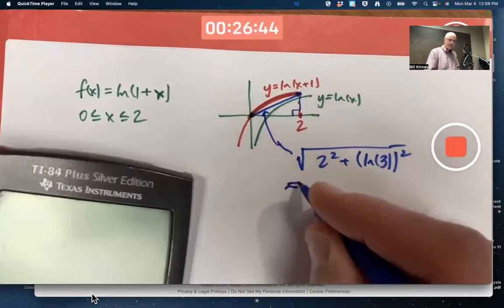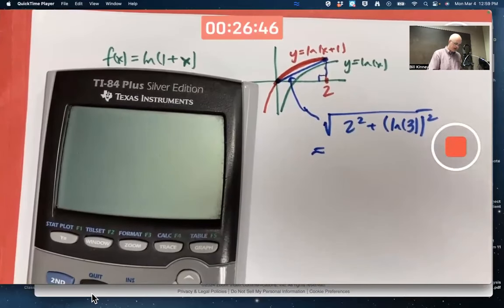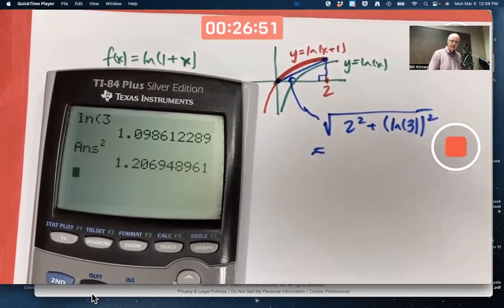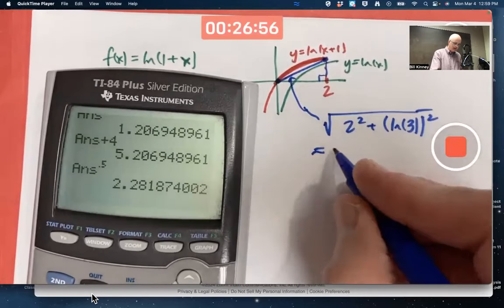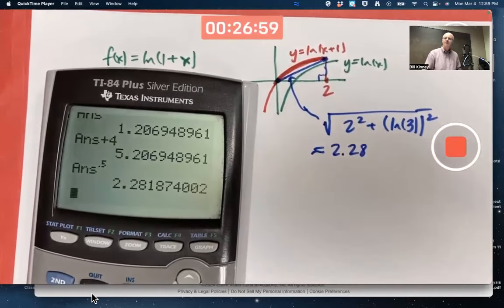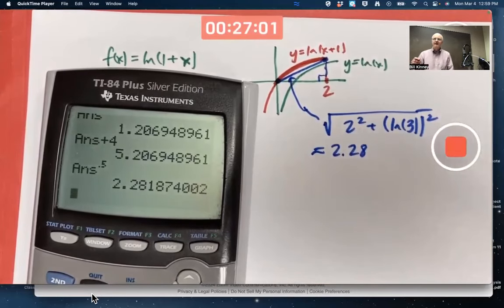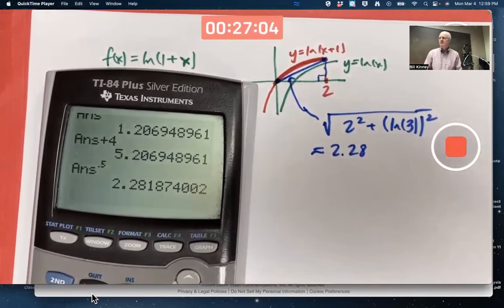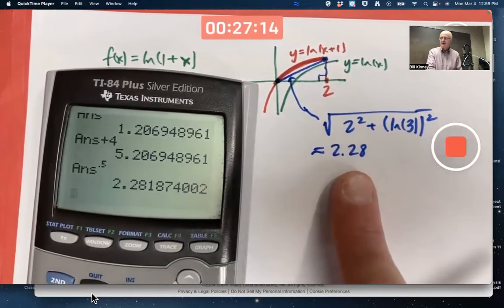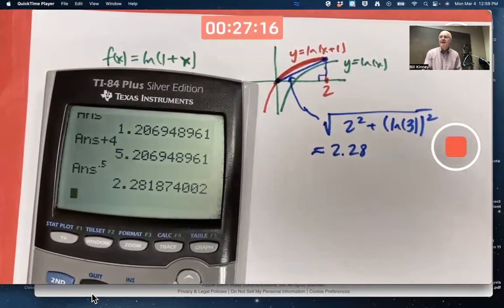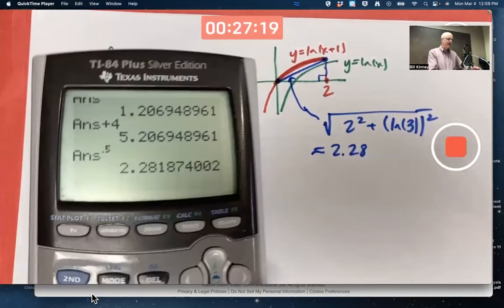Use technology. ln of 3 is a bit bigger than 1. I've got to square that, add 4 to it, and then take the square root. About 2.28 is the length of that blue line. What about the length of the red curve? It's going to be a little bit longer. I guessed in the first section, I guessed 2.4. Turns out to be really close to 2.3, just barely longer than 2.28. It's about 2.30. Let's start the calculation of the arc length.